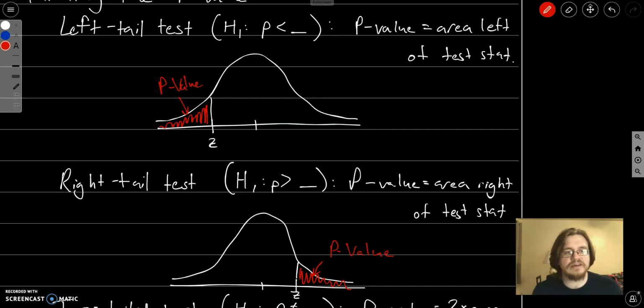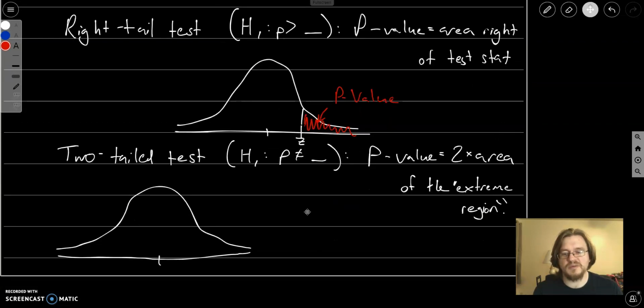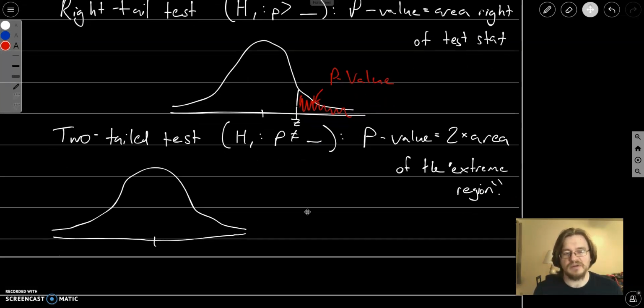There is one final form for the alternative hypothesis. We could say that the proportion is less than a number, the proportion is greater than a number, or simply that the proportion is not equal to a number. And this is the only time that we'd really have to be a bit careful with how we phrase this. The p-value is going to be equal to 2 times the area of the extreme region. And what does the extreme region mean?